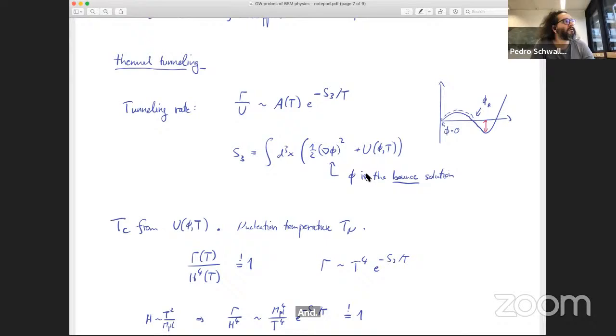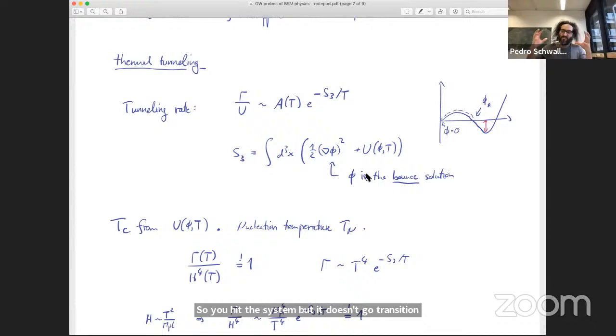Now the point is that such a transition is more similar to the boiling of water. So you heat the system, but it doesn't transition from liquid to gas everywhere. Instead, you start to form bubbles of the true ground state. For example, for boiling water, it's gas. And then these bubbles, if you provide enough energy, will expand and eventually fill the whole space. So this is really one way of thinking about what we call a first order phase transition.